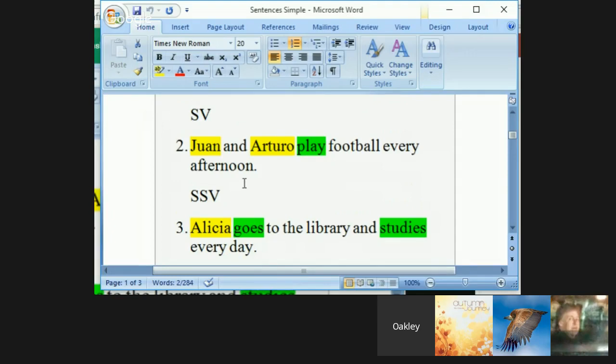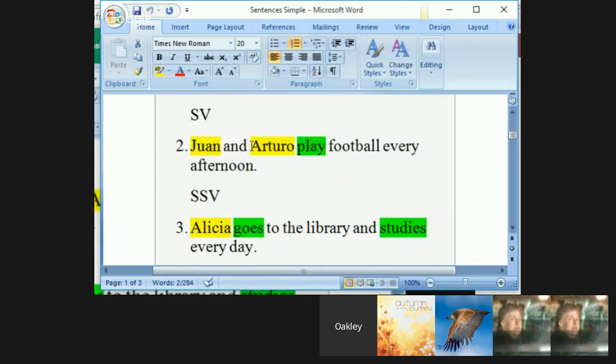create a sentence. A simple sentence can have any number actually of subject nouns, as in Juan and Arturo play football every afternoon. Okay, what we're doing a little bit here, when we're using this SSV thing, we're dissecting the sentence, is what it's called, into its grammatical parts. Okay, this is an SSV sentence. Two subjects. Okay, no problem. This is still a simple sentence.